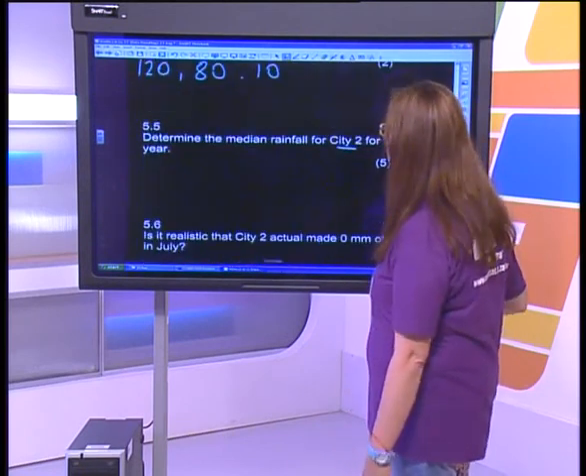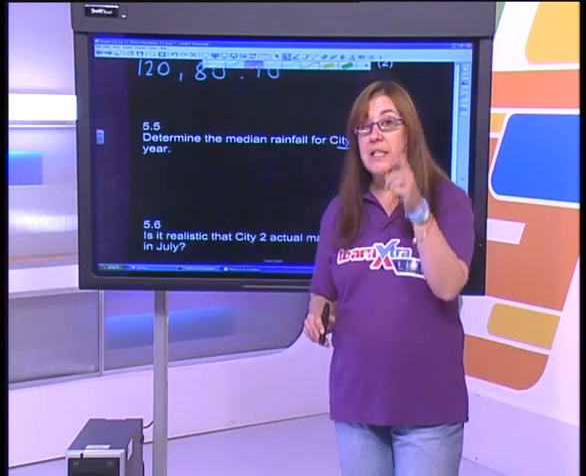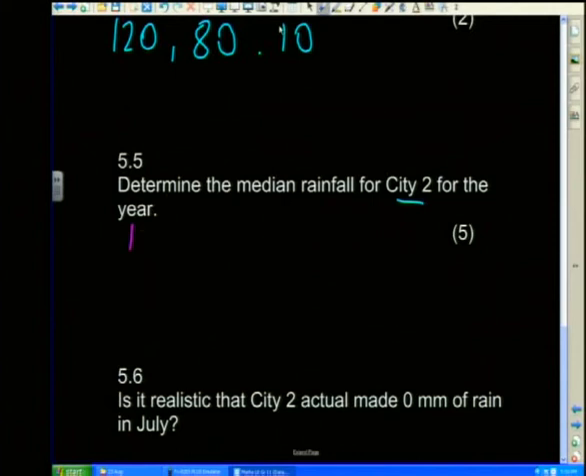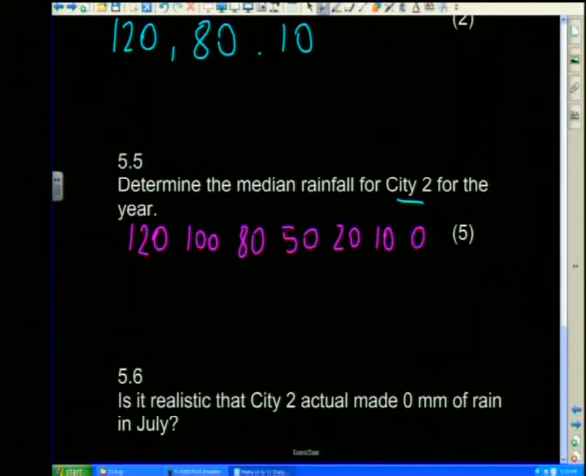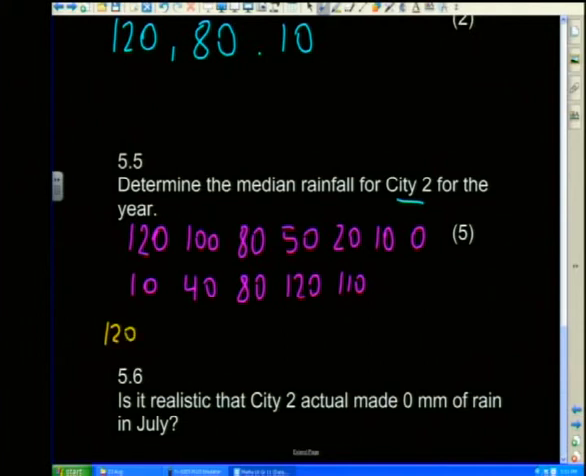City 2. So most important thing to note about this is that in July we had no rainfall, but it still counts as a month. So let's give me those values back. So we had 120, 120, 100, 100, 80, 80, 50, 50, 20, 20, 10, 10, 0, 0, 10, 10, 40, 40, 80, 80, 120, 120, and 110. Okay, so I think it's quite easy for us to put these into order. I'm going to start with our highest. We've got 120, 120. So those account for those two. Then I've got 110. Okay, and then I've got two 80s.